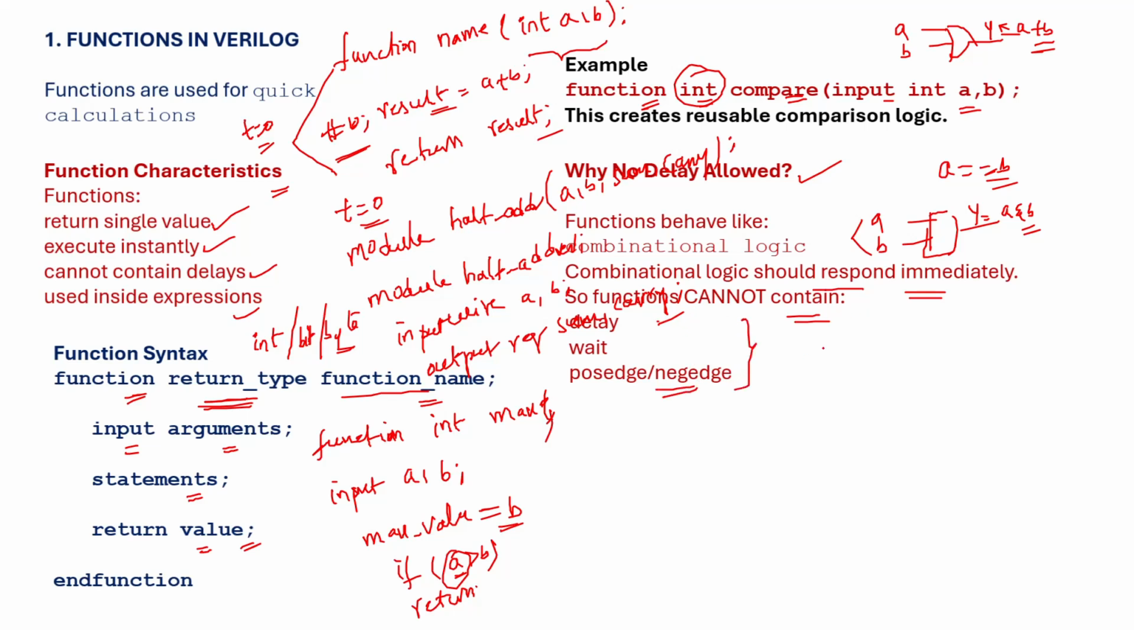All these things are not there. Suppose you are writing @(posedge clock). In modules it is allowed, since this is event-based controlling. So in a module it is allowed, but in functions we are not writing any wait statement.